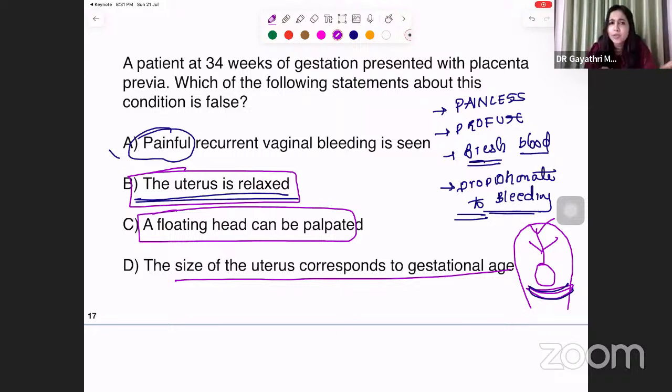How will you diagnose placenta previa? What is the investigation of choice in placenta previa? The investigation of choice in placenta previa is TVS, more than TAS.